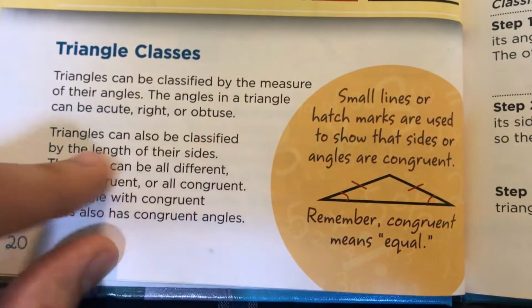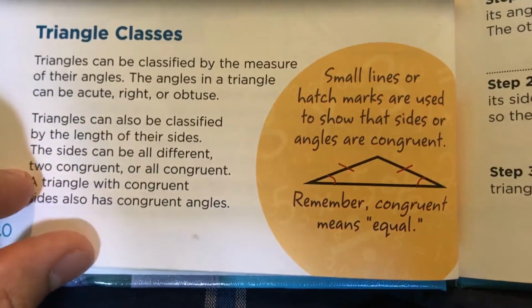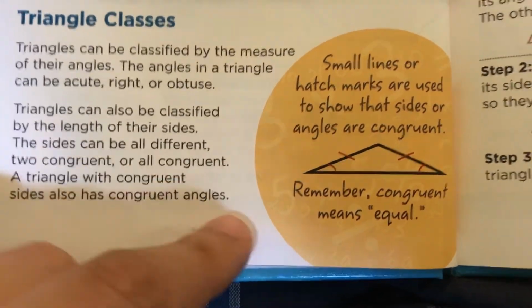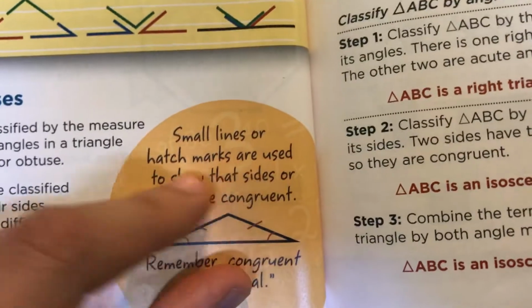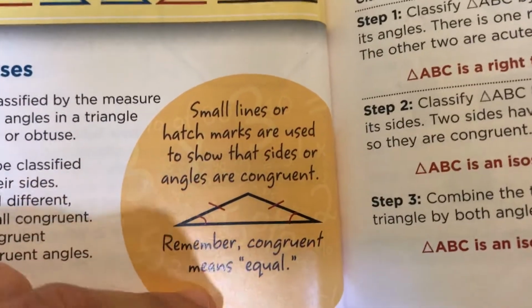Triangles can also be classified by the length of their sides. The sides can be all different, 2 congruent, or all congruent. A triangle with congruent sides also has congruent angles. Small lines or hatch marks are used to show that sides or angles are congruent. Remember, congruent means equal.